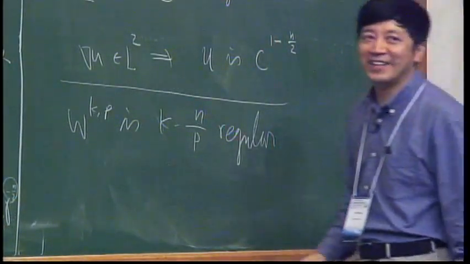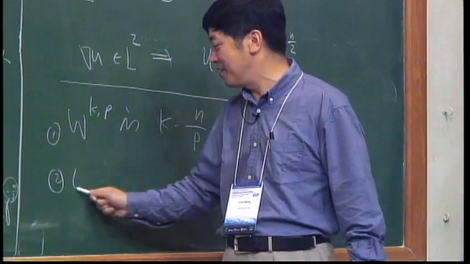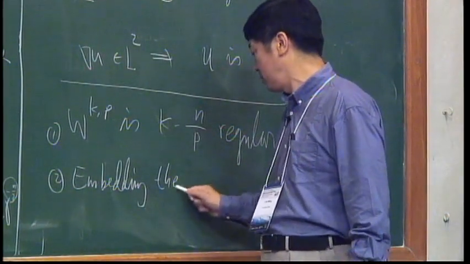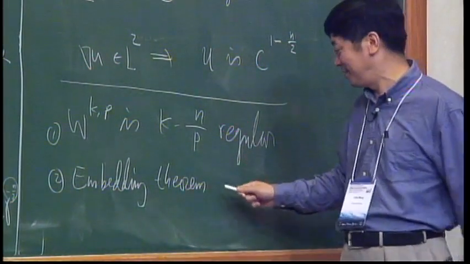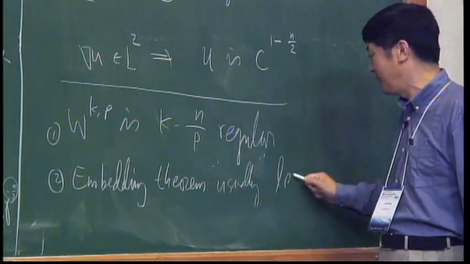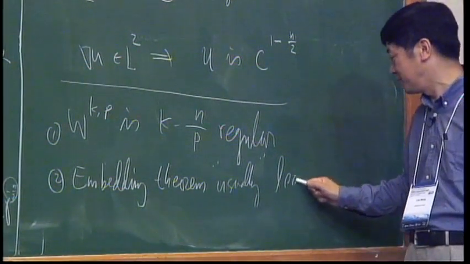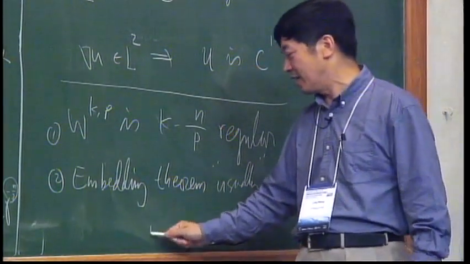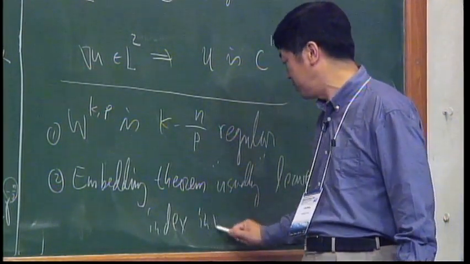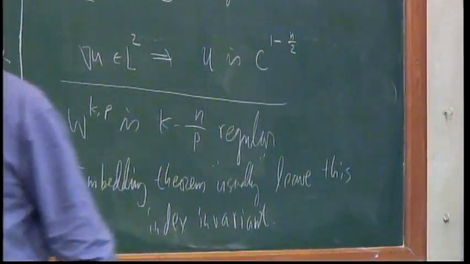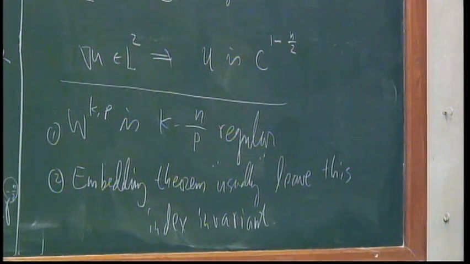And another sentence is that the embedding theorem usually, I mean, it always actually leaves this index invariant. Then you forget everything else. Let me give you a couple of examples. Then we move on.